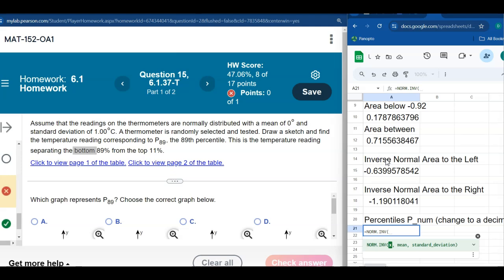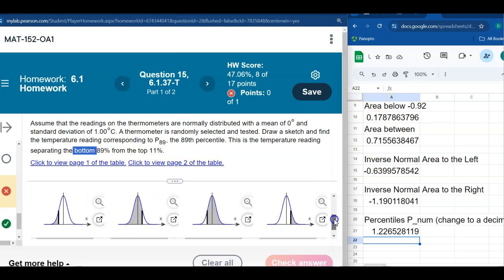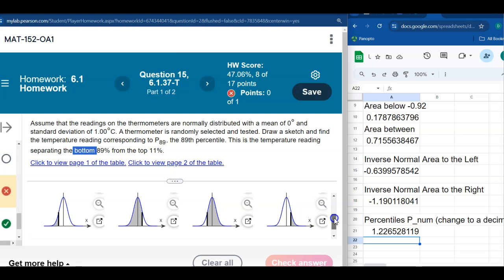All right, so norm.inv, the number is 89% as a decimal, so 0.89. That's the bottom 89%. The mean is 0, standard deviation is 1. So there's the number I'm after. Okay. Now scroll down here. It wants a picture of what are we looking for? What are we trying to find here? So 89% is below the number, the bottom 89%. So that means we're shading in almost all of the bell curve, because remember the whole bell curve is 100%. So this is the one that has the majority of the bell curve shaded.